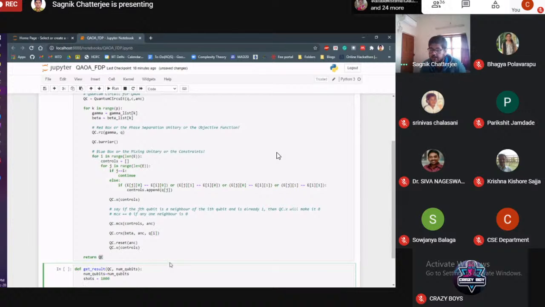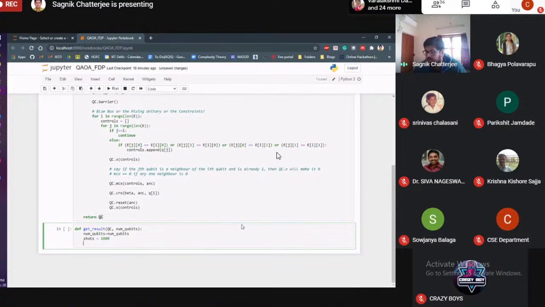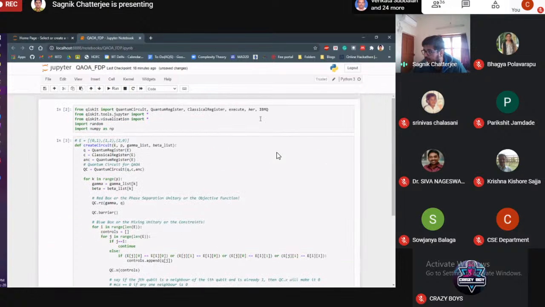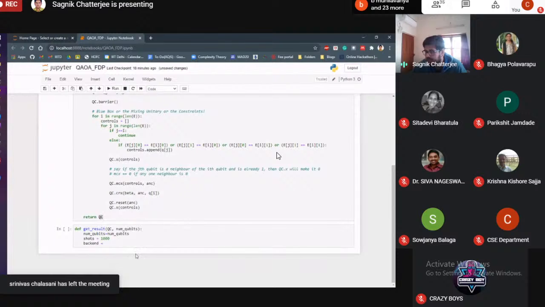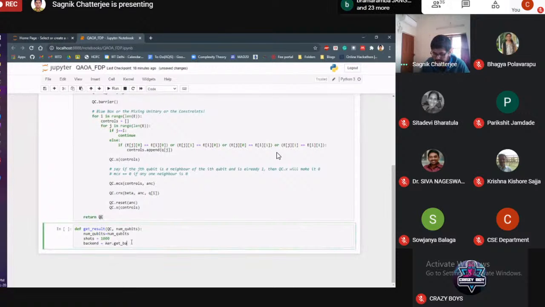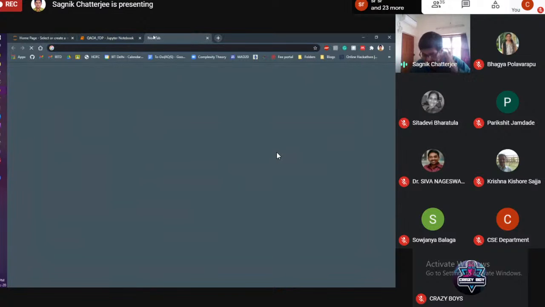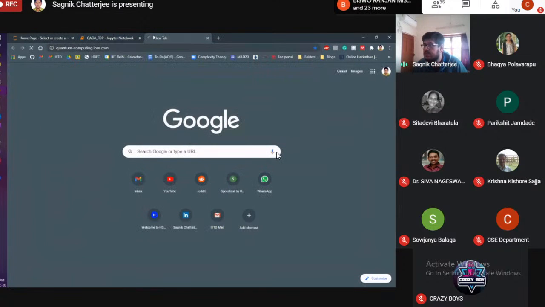on the backend. So now that we have defined the shots, we will define what the backend is going to be. So backend will be the Aer library that we imported here. So Aer dot get backend, QASM simulator. I think Tharma might have showed you all this, but just in case I'll show this to you again.